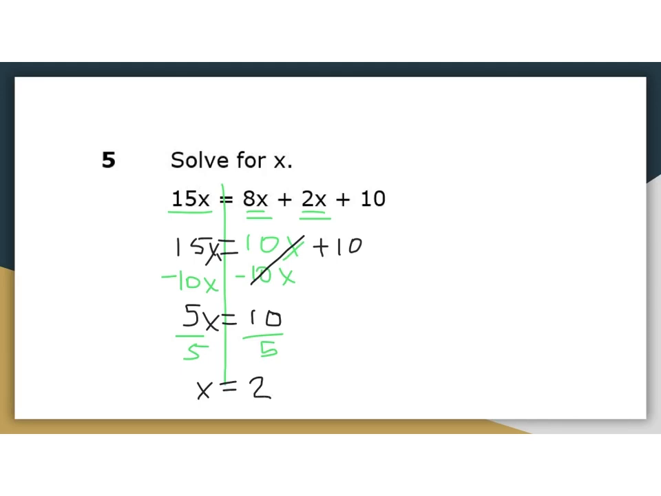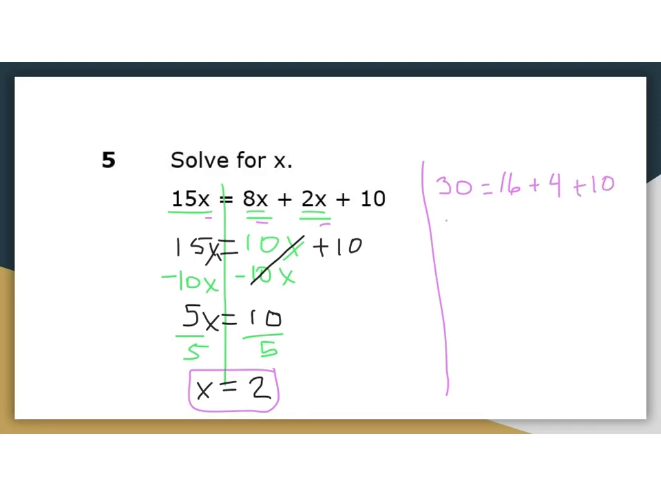And then you could check it as well. If you check it, this 2 is going to go in place of every x. So instead of 15x, if I check it here, we would have 30, because 15 times 2 is 30, equals 8 times 2 is 16, plus 2 times 2, which is 4, plus 10.